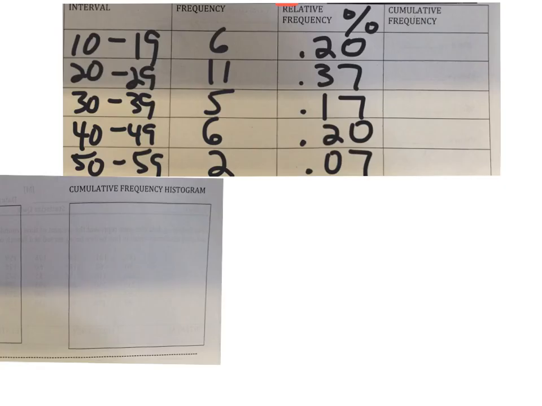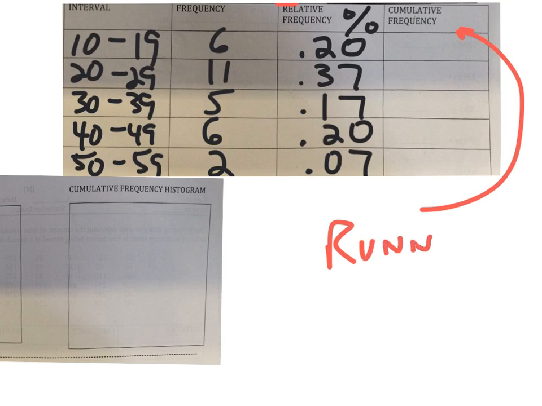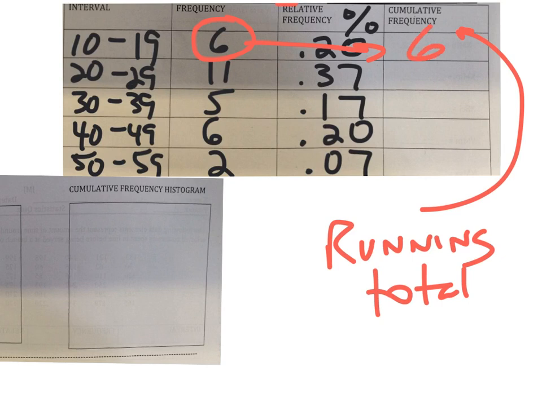The final column in this table represents the cumulative frequency. Cumulative just basically means a running total of the data. How many data values are contained up to and including that interval? It's a running tally, if you will. So for example, the first interval's frequency is 6. So I'm going to just simply copy over the cumulative frequency is 6. That means up to and including that first interval, there's a total of 6 data values.